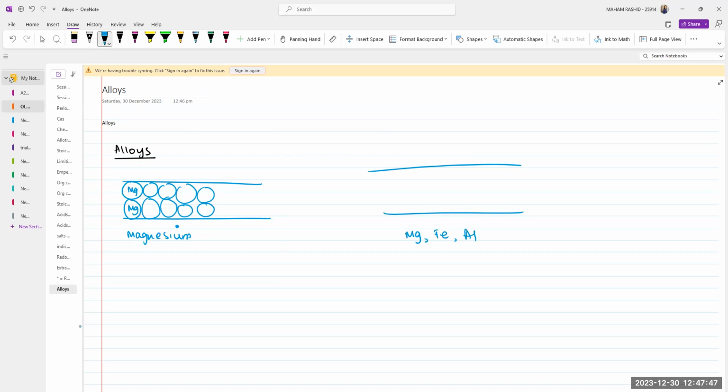So there will be different sizes of atoms in this metal bar. So this will be magnesium, this might be iron, there might be smaller atom for aluminum, and so on. Right, so we have different sizes of atoms in an alloy. Alloy is basically a mixture of metals.